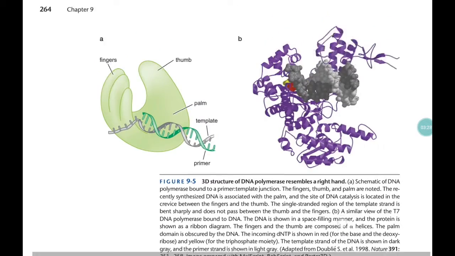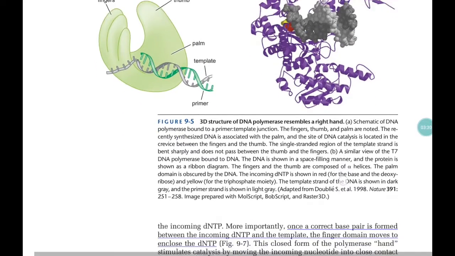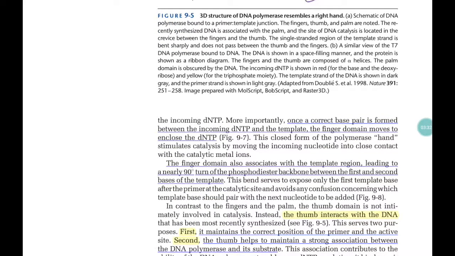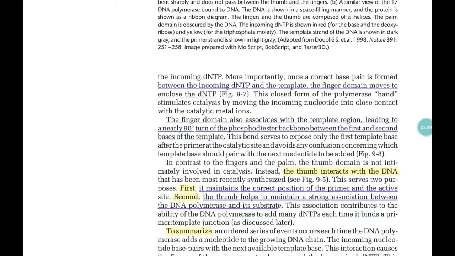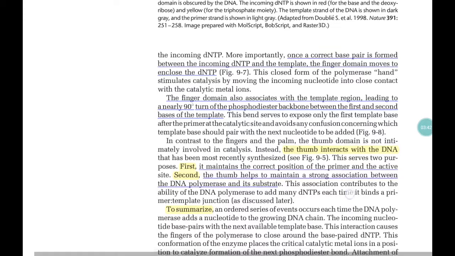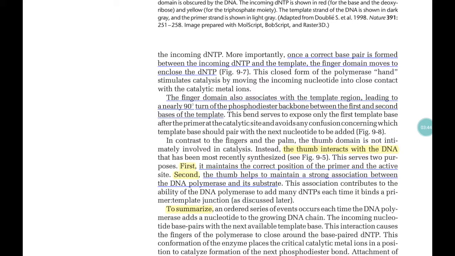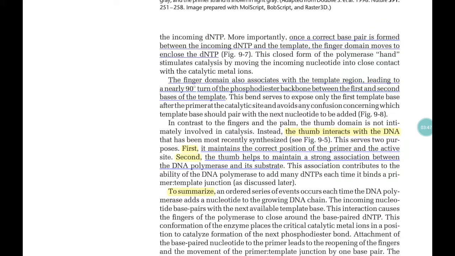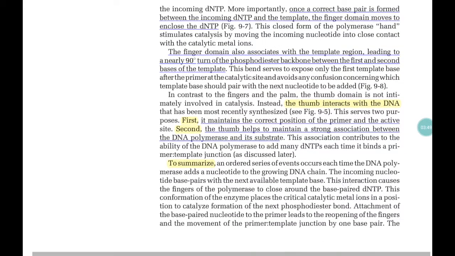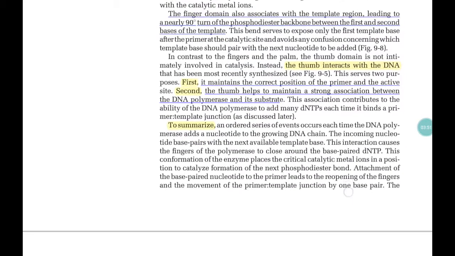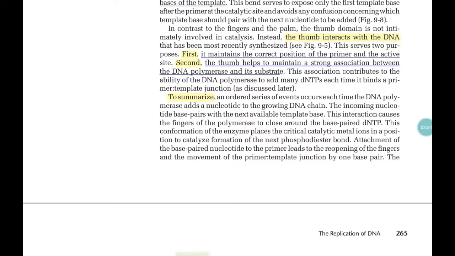The palm, the thumb, the fingers. Once a correct base pair is formed between the incoming dNTP and the template, the finger domain moves to enclose the dNTP. The finger domain also associates with the template region, leading to a nearly 90-degree turn of the phosphodiester backbone between the first and second base of the template. The thumb interacts with the DNA and maintains the correct position of the primer. An active site of the thumb helps to maintain the strong association between the DNA polymerase and its substrate.